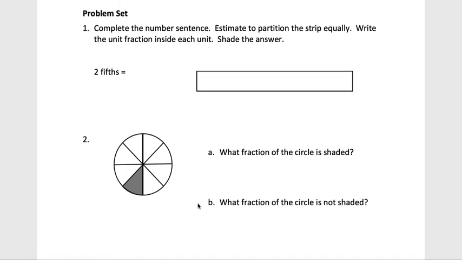Now, in our problem set, it's going to ask you to do a mixture of different things that we had just talked about. Complete the number sentence, estimate to partition the strips equally, write the unit fraction inside each unit, and then shade the answer. So 2/5, how would we write that as a fraction? You would write it as 2/5. Now we know that we're talking about fifths, so you need to break this rectangle into 5 equal parts and shade in 2 of them.